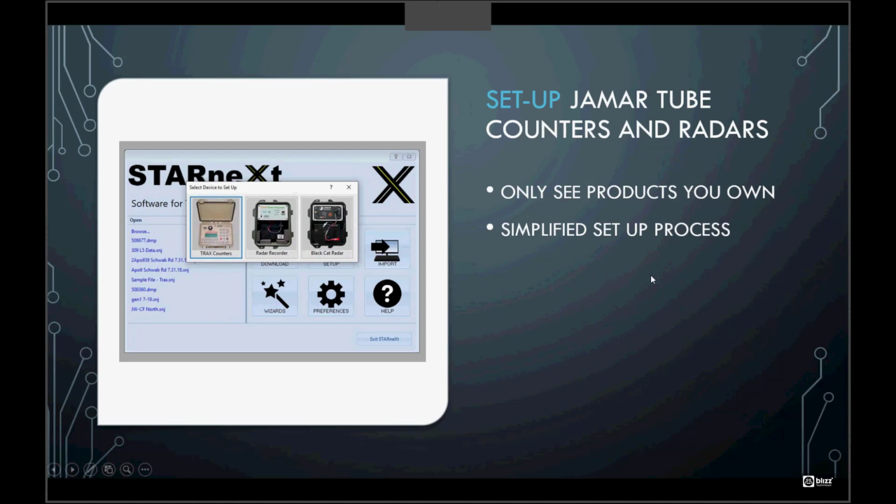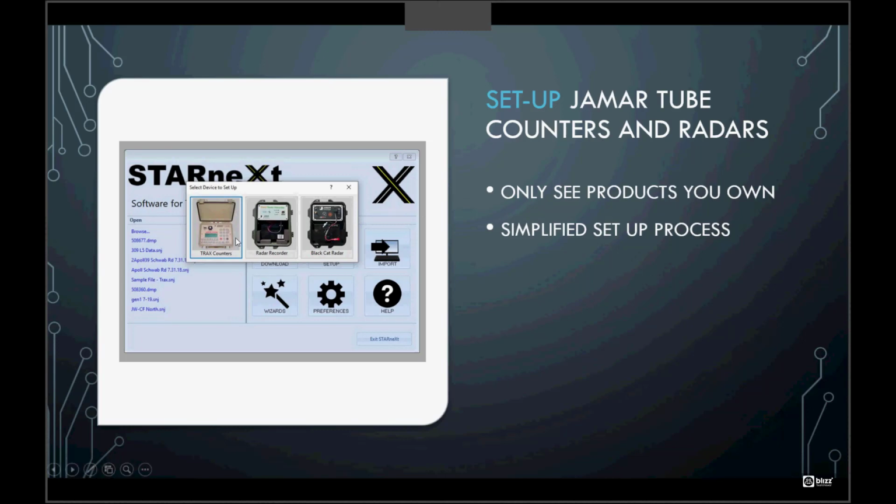There's really four main things that you're going to look at STARnext doing, and one is setting up your JAMAR counter. So your tube counters, your radar counters. There's a really advanced preference section in STARnext that lets you do a lot of things, but one of the things that lets you see only the products you own. So you don't have to open up the screen and see a bunch of nonsense of things you're not even working with. So that's going to streamline the process right away, just setting up.